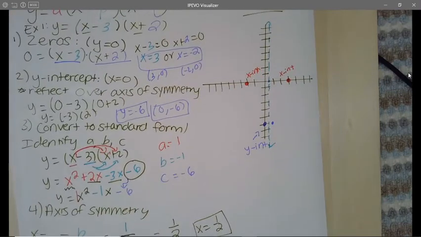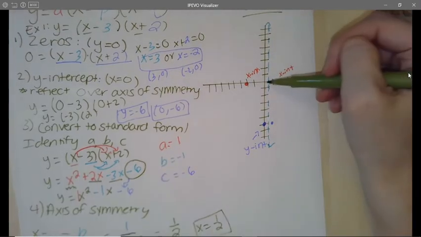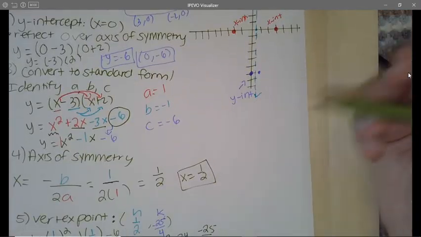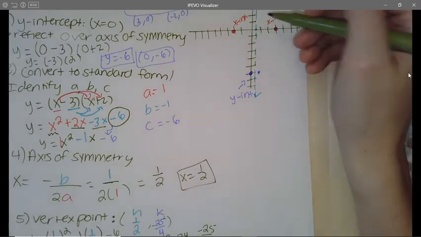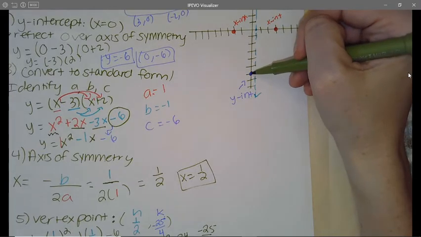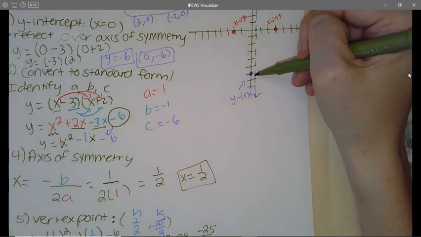Okay? So let's graph this thing. So I'm going to go over a half. Remember, we have to land on our axis of symmetry when we plot the vertex point. So then I'm going to go down like a little bit over 6. So 1, 2, 3, 4, 5, 6. And I'm just going to go a smidge over.